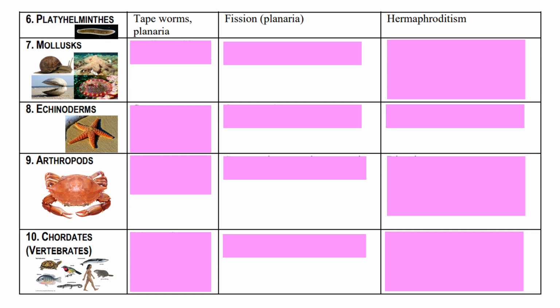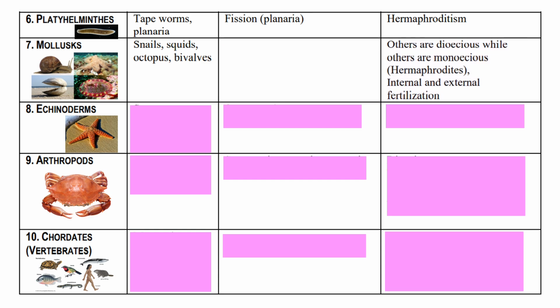Finally, we go to the last stretch of the table. So platyhelminths or tapeworms or planaria undergo fission and are hermaphroditic. Mollusks like snails, squids, octopus, and bivalves. What kind of asexual reproduction? Well, none at all. What kind of sexual reproduction? They are dioecious, others are monoecious, hermaphrodites, and there is internal and also external fertilization.